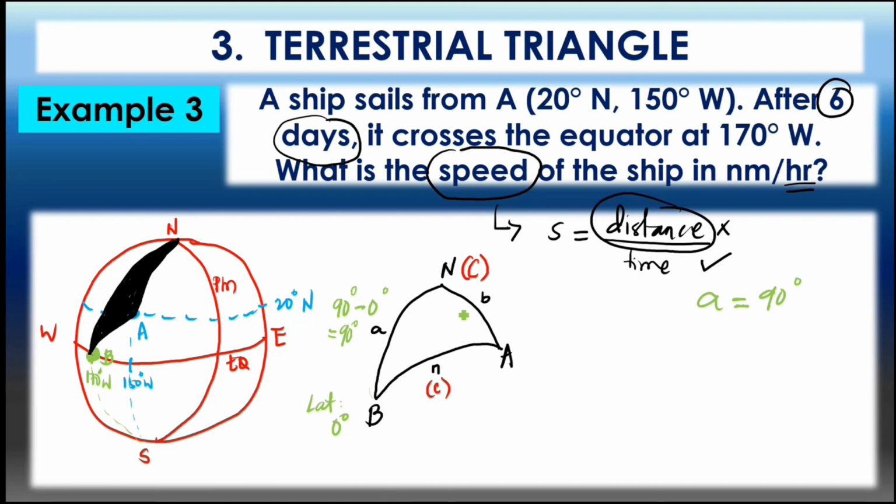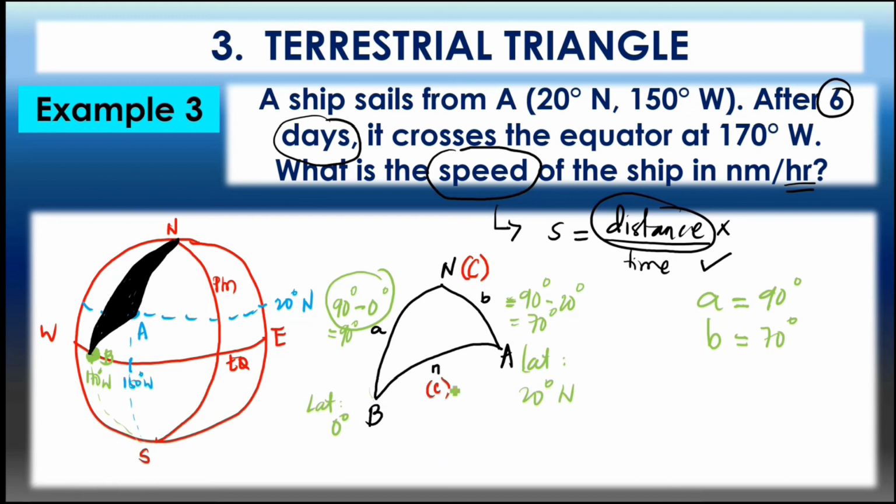Next, for north to point A, in the given we do have the latitude of point A, that is 20 degrees north. So we're gonna use the colatitude. Same with this one, this is also colatitude. So we have 90 degrees minus 20 degrees, so this is 70 degrees. From north going to A, the distance is 70 degrees. So angular measure, we have small b equals 70 degrees.